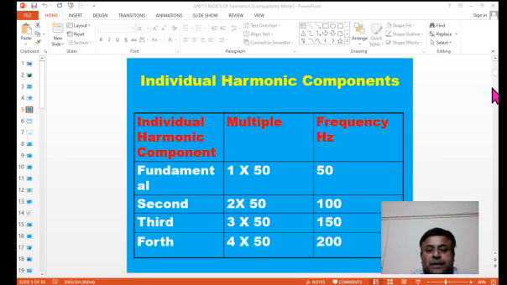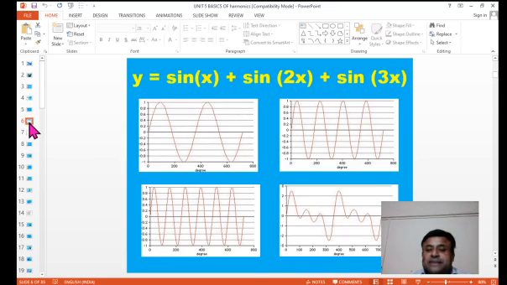So these are the types of harmonics like fundamental, second, third, fourth. So fundamental is 1 into 50, that is the 50 Hz frequency. Second is 2 into 50, it's 100. Third is 3 into 50, 150. And fourth is 4 into 50, 200. So in this way, different frequency components will be produced and they will be added together to give the resultant which is non-sinusoidal and which is very harmful to the electrical systems.